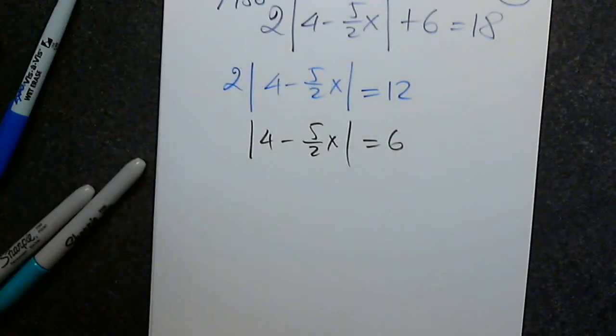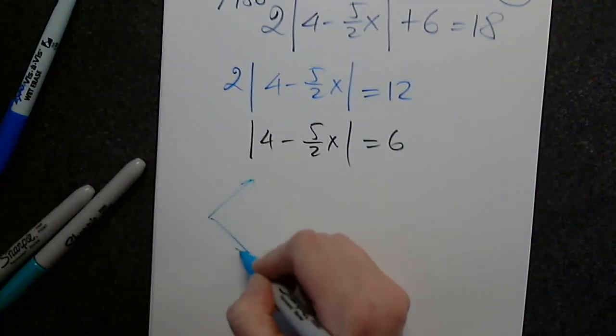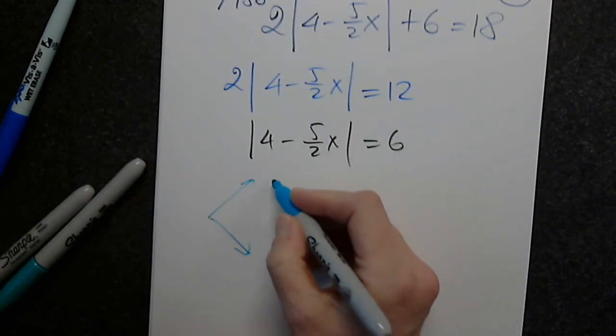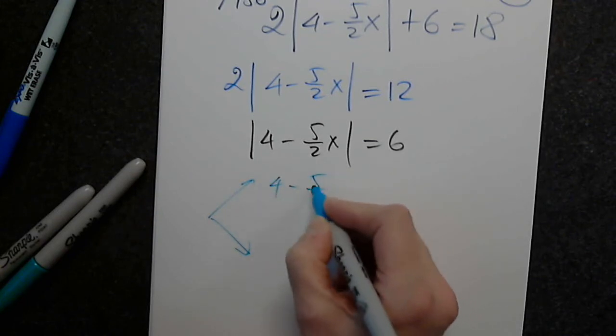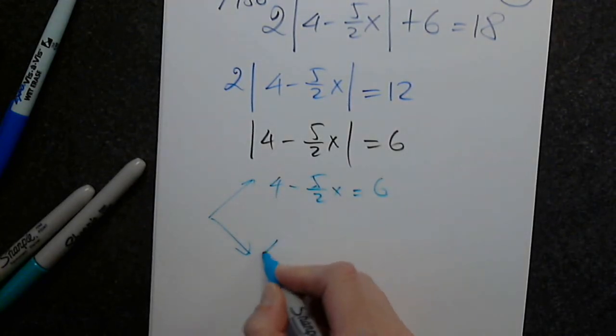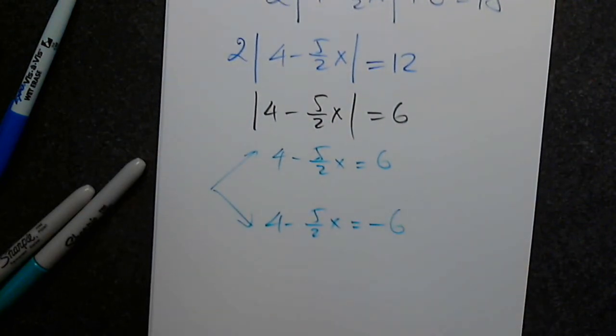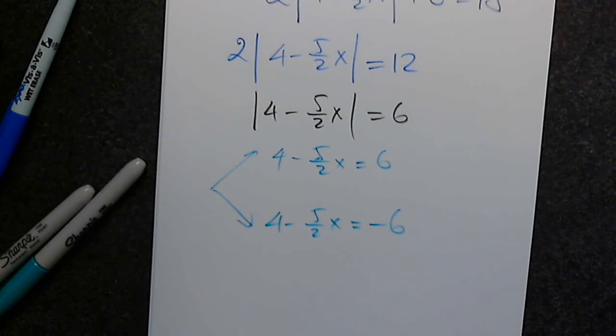Good. So then there are 2 options here. Can anyone give us the 2 options? Excellent. Exactly. So these are the 2 options. Now these are 2 linear equations. Right? The absolute value equation changed into 2 linear equations. And now let's solve for x.